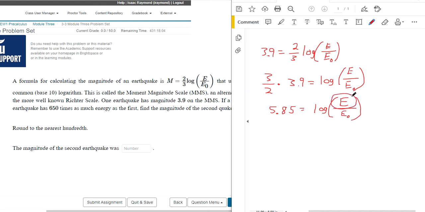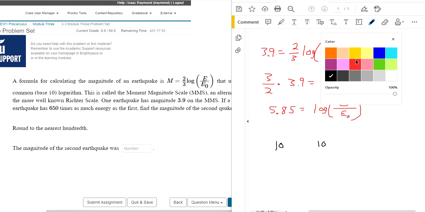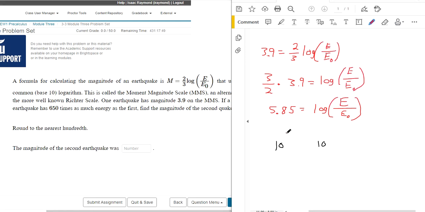Let's solve for E. And to do that, this is a log base 10. So what you want to do is have both sides be on top of a power of 10. So I put 5.85 on a power of 10, and I'm going to put log base 10 of E over E sub 0 on the other side. So it's a balanced equation because I have 10 to the 5.85 equals 10 to the log of E over E sub 0.